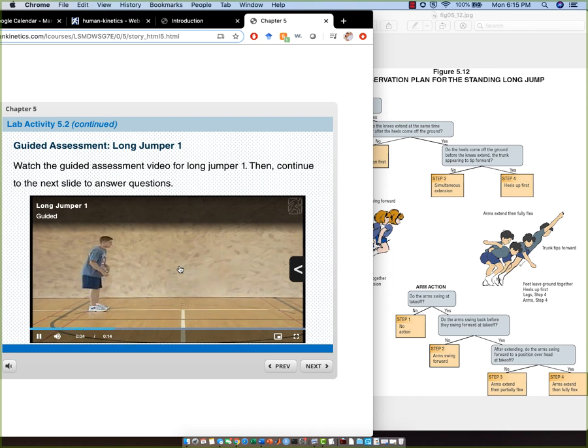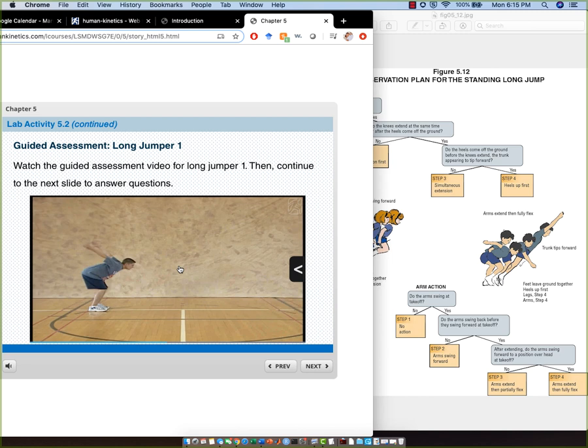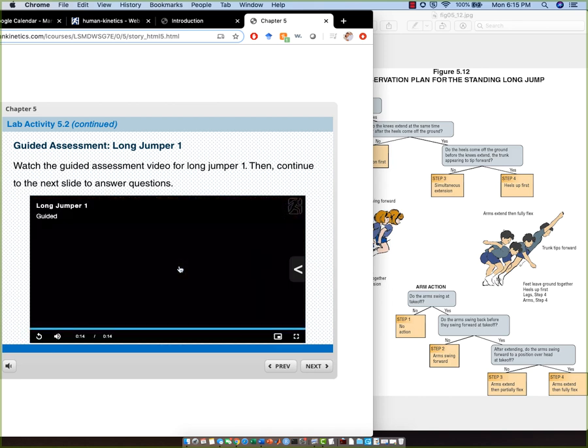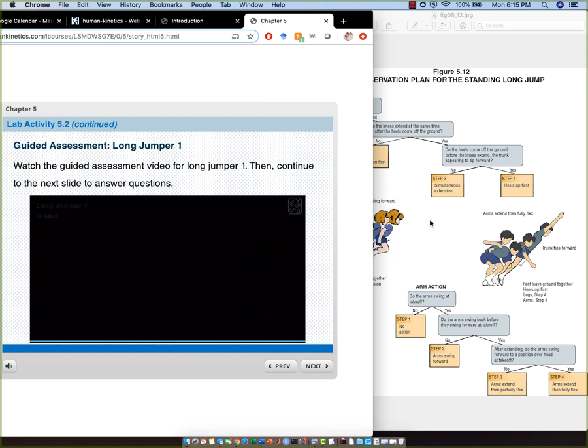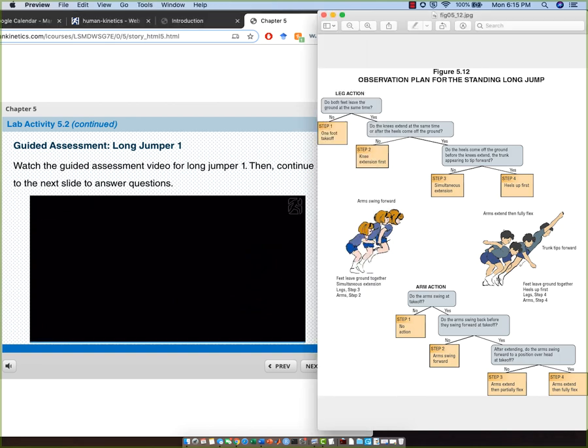Okay, so we can see that first the legs, the knees and the ankles flex, the heels come up, and then they fully extend. At takeoff and landing, the feet come up together and land together. So let's go through the decision tree one more time. The first question in the observation plan here is, do both feet leave the ground at the same time? Since the answer is yes, we can move on to the next question in the decision tree.